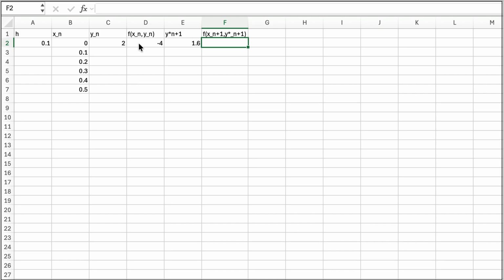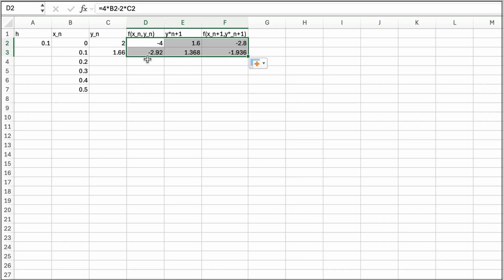f of x sub n plus 1, y sub n plus 1 star is equal to 4 times x sub n plus 1, I meant to say, minus 2 times y sub n plus 1 star. And we get negative 2.8, that's fine. Our new y value is equal to our previous y value plus the step size, absolute reference, divided by 2, times the sum of f of x sub n, y sub n, and f of x sub n plus 1, y sub n plus 1 star, and we get that 1.66 that we saw before.